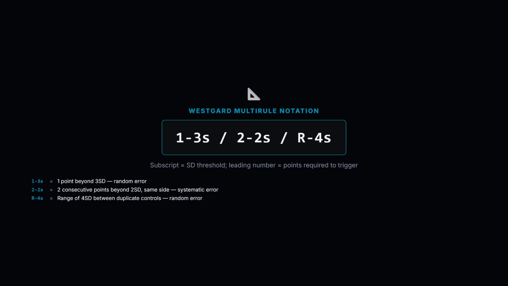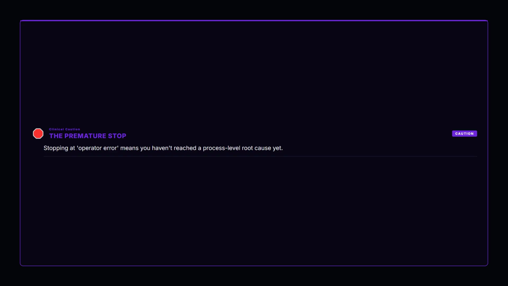The single most common way 5Y goes wrong on the bench: stopping at Y2 or 3, right at the operator made a mistake, and closing the CAPA there. That's a symptom, not a root cause. If your final answer has a person's name attached instead of a process gap, you haven't finished the analysis.